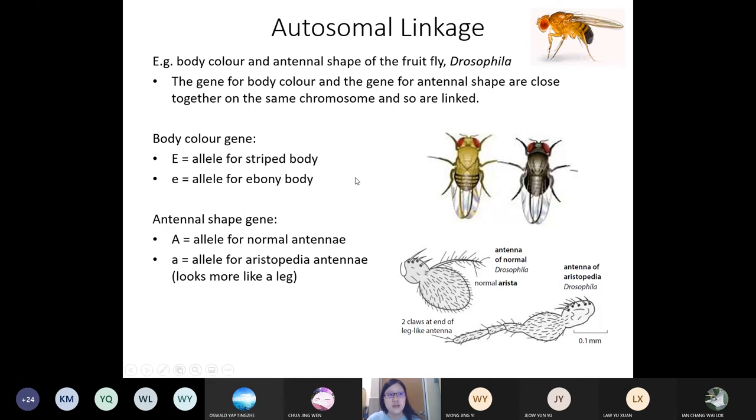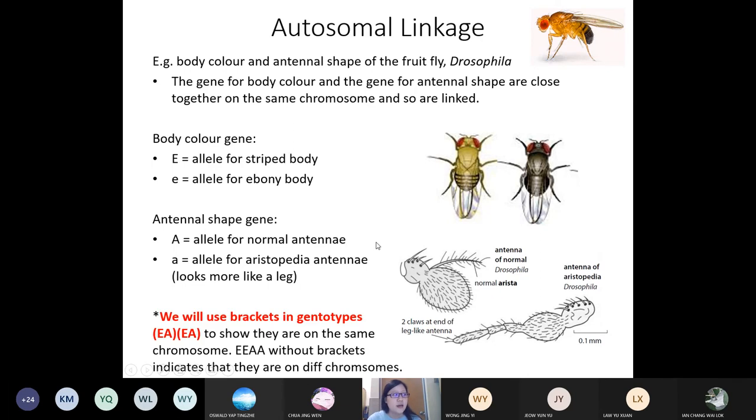Yeah, these are the four alleles, two genes, right? Two genes, and they are linked. So how do we show that they are linked? We use brackets. So if it's homozygous dominant, we are going to use brackets like this. If you just put EEAA without brackets, this indicates they're on different chromosomes. If we use these brackets, we are indicating that they're on the same chromosome.